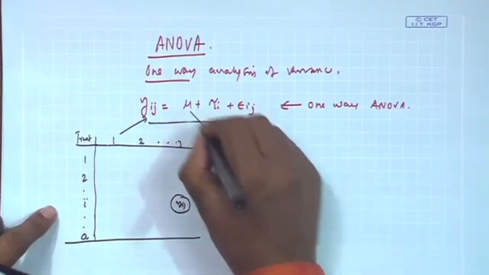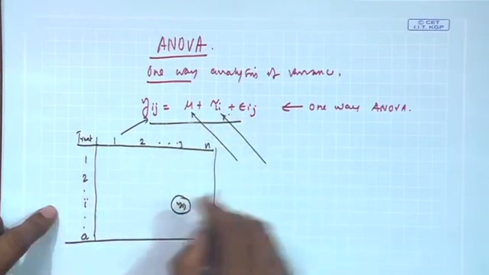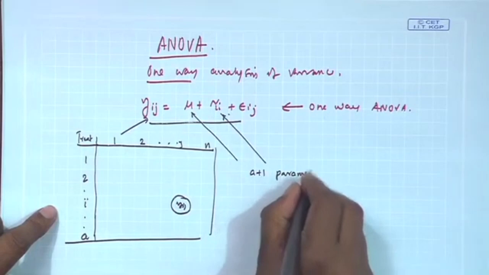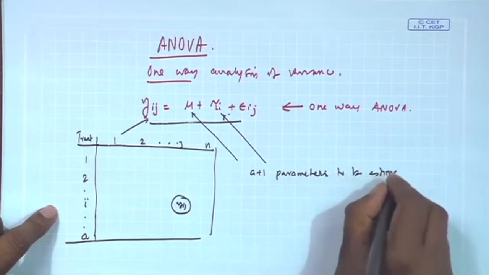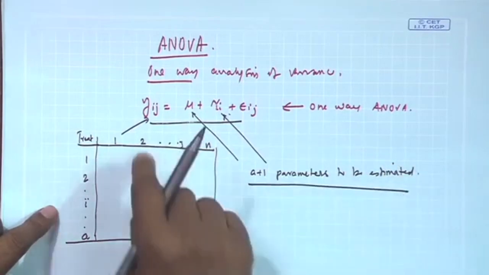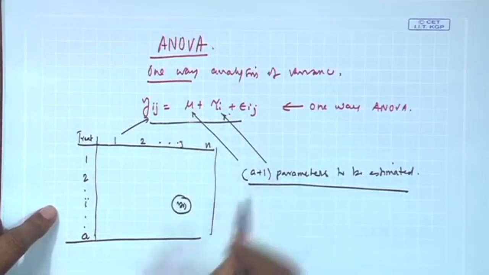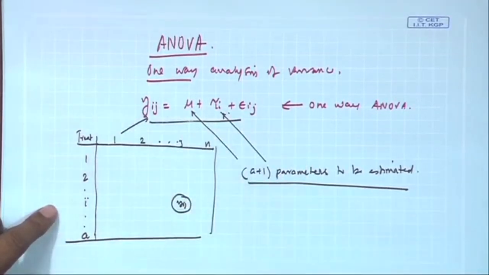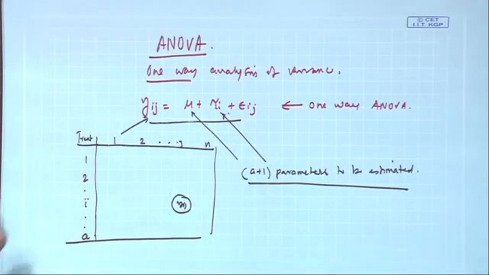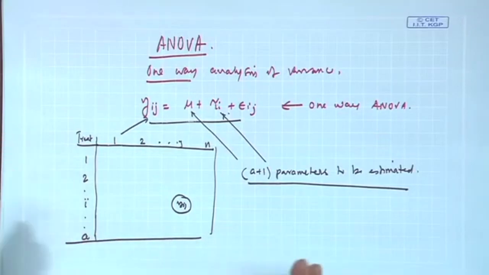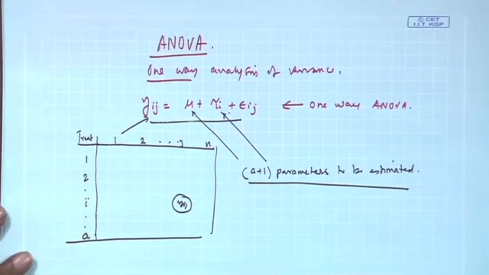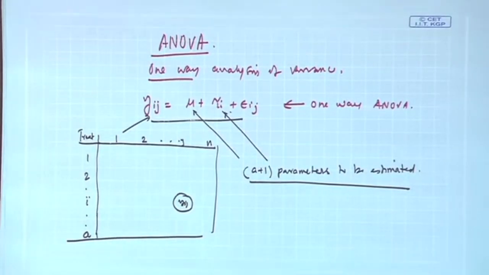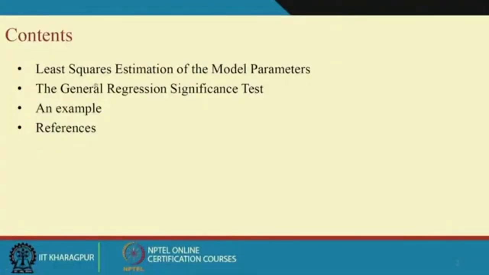So, how many parameters are to be estimated? One is mu, and another is a number of tau_i. So, a plus 1 parameters in total are to be estimated. In today's lecture, we will see how regression is used to estimate these a plus 1 parameters, and how SSR, SSE and SST can be estimated using the regression approach. Further, I will show you one example, and then we will compare the ANOVA results with our regression results for the model adequacy test, although parameter level comparison is also possible. Essentially we will see least square estimation of model parameters, the general regression significance test, an example, and a few references.